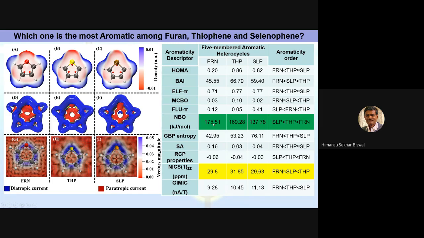The HOMA is there, the many NBO, the NICS. Actually most people use the NICS. If you take the NICS values, it says the order: the furan is very close to the selenophene, and they are less aromatic than the thiophene. If you look at the NBO delocalization, selenophene is the least aromatic. Here the selenophene is the most aromatic. NBO says it is the least aromatic. Then which one is correct?